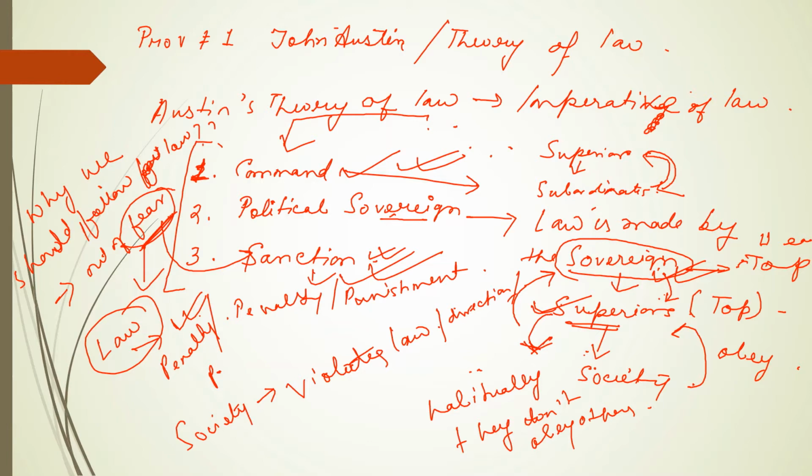Got it? So this is John Austin's theory of law. Austin explained law only by three words: command, political sovereign and sanction. You can also write that command is nothing but an order from the sovereign. If that order is not followed, accordingly sanction will be there. Got it?